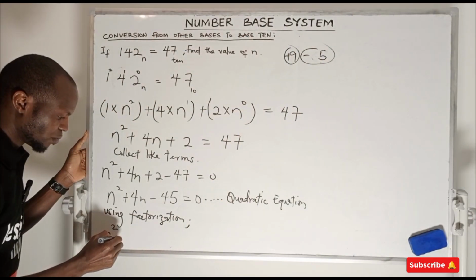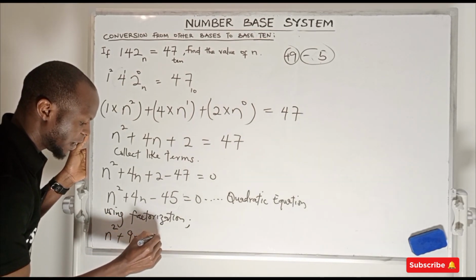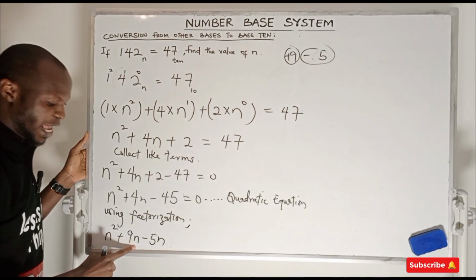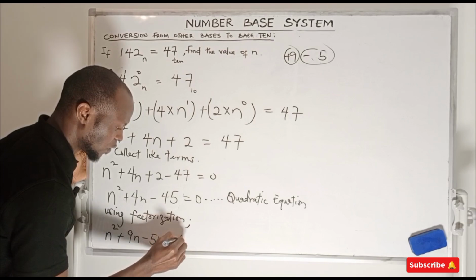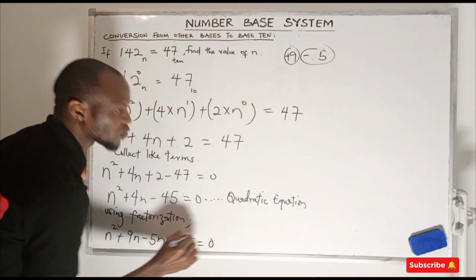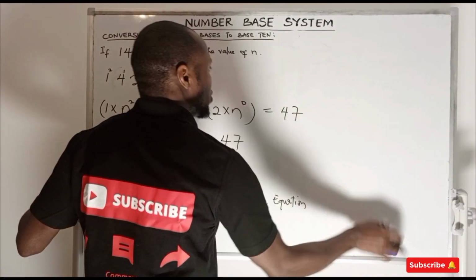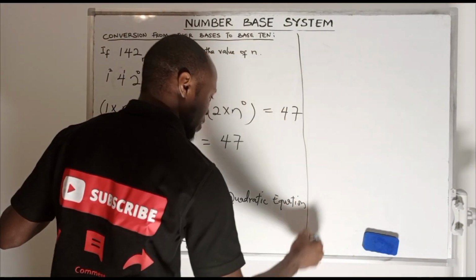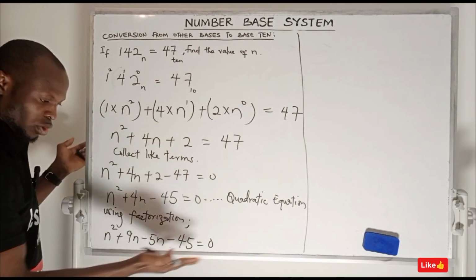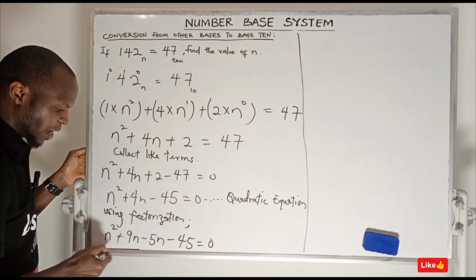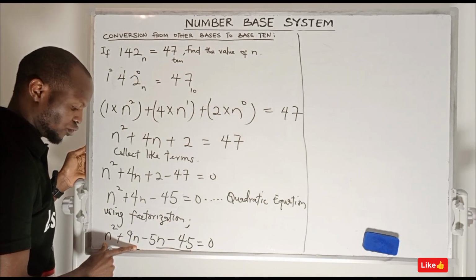Okay, let's go. This will be plus 9n minus 5n. If you see plus 9n minus 5n, it will still give me plus 4n. Then minus 45 is equivalent to 0. Now from that, if you have understood, I can solve this further by taking these two together and these two together. What is the common factor of these two? It is n.